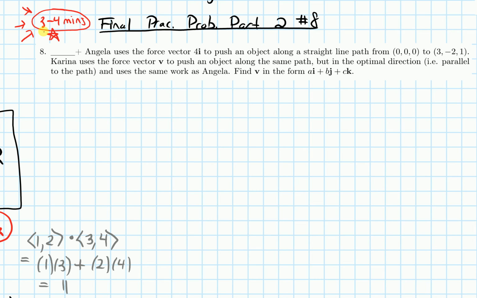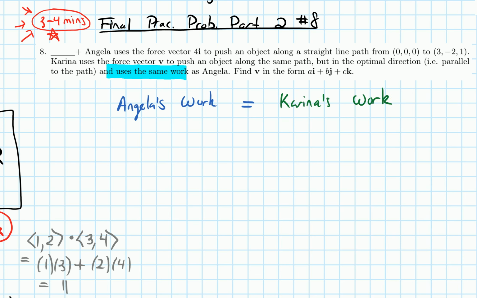All right, so hopefully you paused the video for about 3 to 4 minutes to try this. Let's talk about it together. One of the key things that the problem says is that these two people, Angela and Karina, use the same amount of work. So their works should be equal. I should be able to write something like Angela's work equals Karina's work.